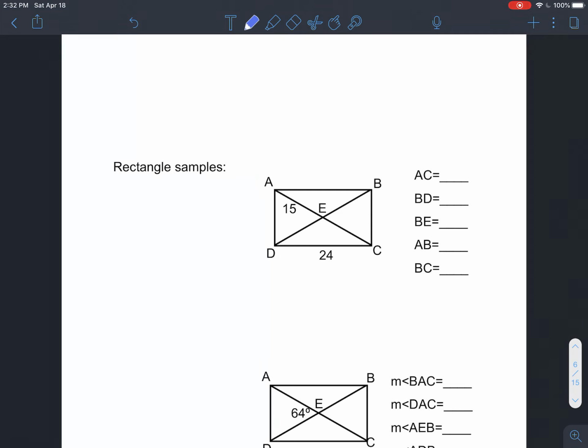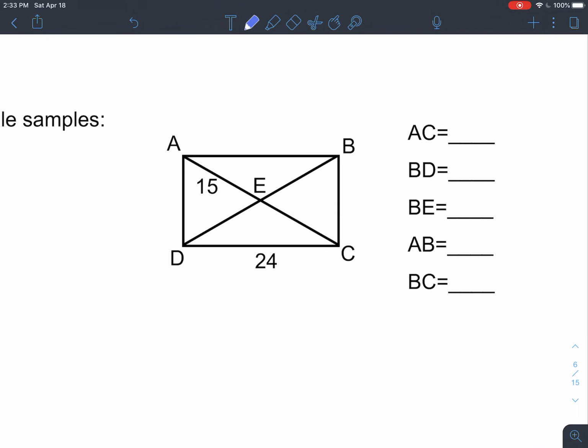So here we have rectangle. A couple of things that you need to know based off of that word rectangle alone is that we have opposite sides that are congruent. I have 4 90-degree angles, and I have congruent diagonals. Oops, I can't spell.